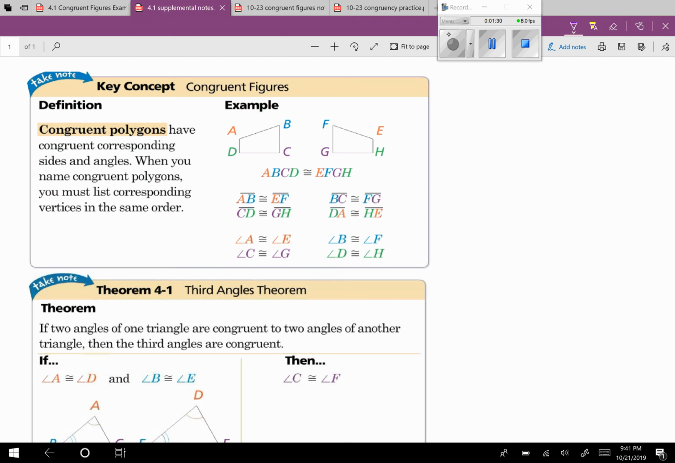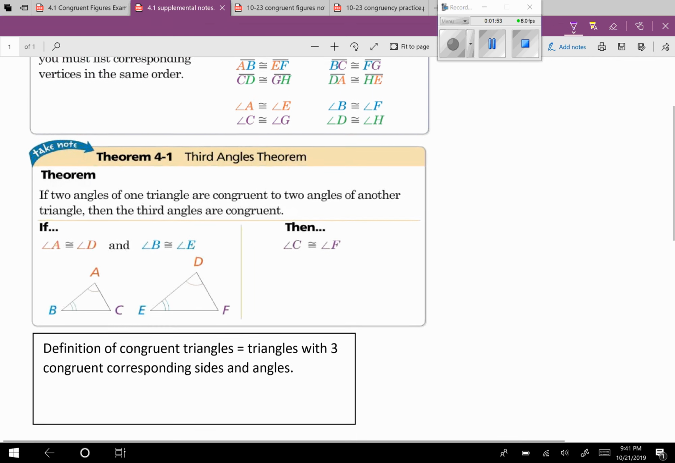So they name this polygon ABCD. Notice I'm drawing this arrow that goes in order here. It is congruent to, well, we have to start at E, F, G, H. So we follow the same order on them. And that's how you name congruent figures.